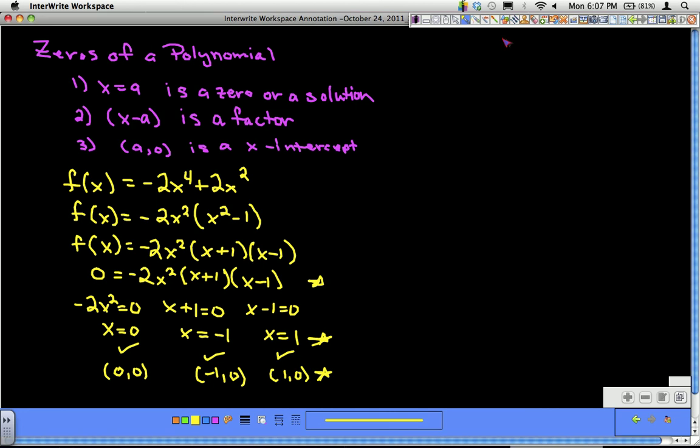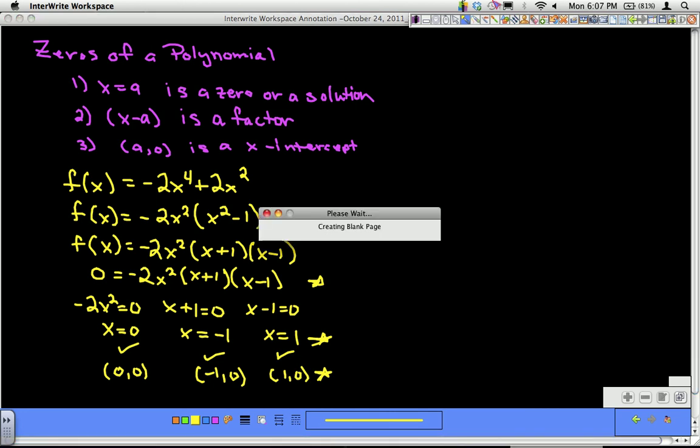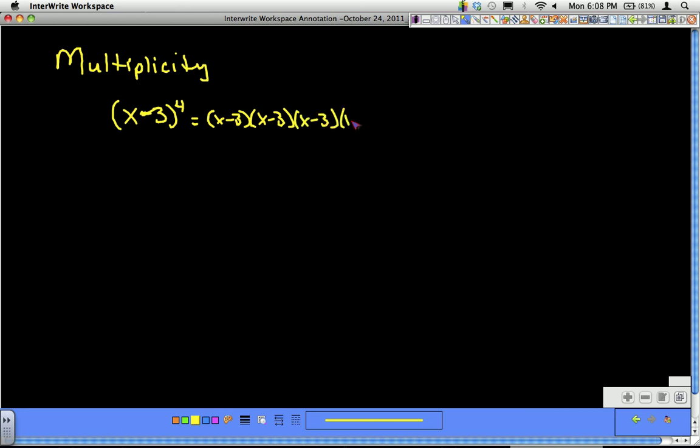Alright, now there is another thing that we have to run into here, and it does have a big effect on some of our graphs, and that's the idea of multiplicity. And all multiplicity is something like if I went through and done my factoring, and maybe I ended up getting x minus 3 all raised to the fourth power. What that's going to tell me is if I were to set this thing equal to 0, it's the same as saying x minus 3 times x minus 3 times x minus 3 times x minus 3, kind of monotonous.